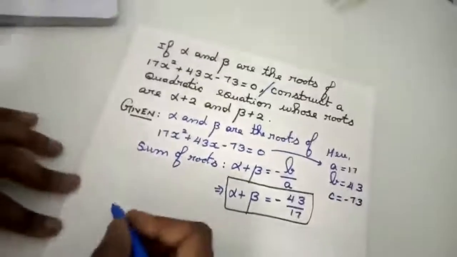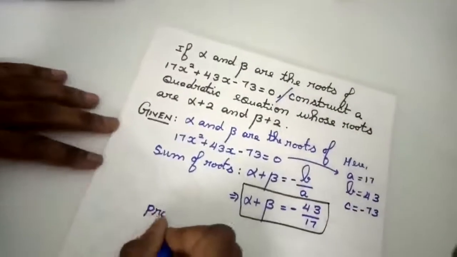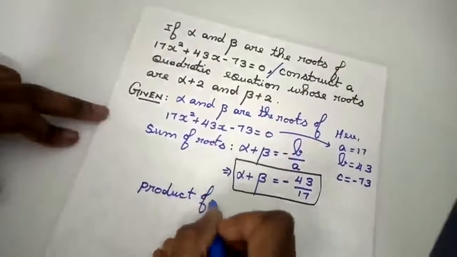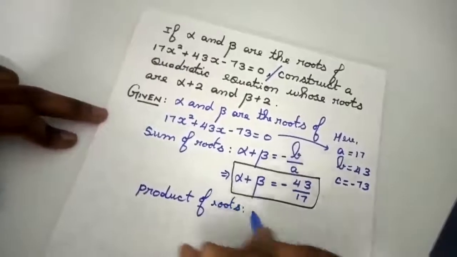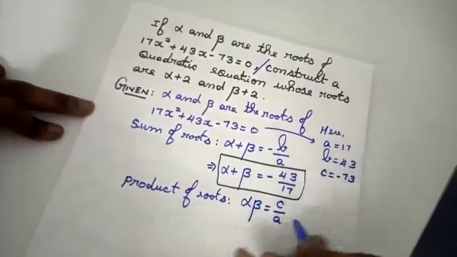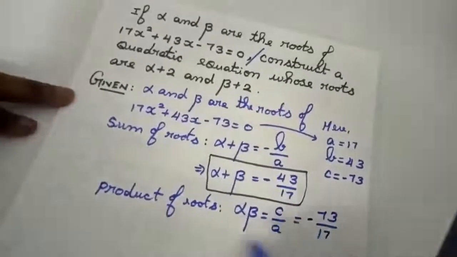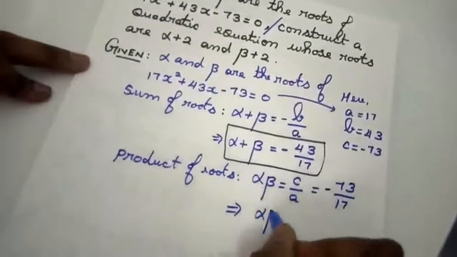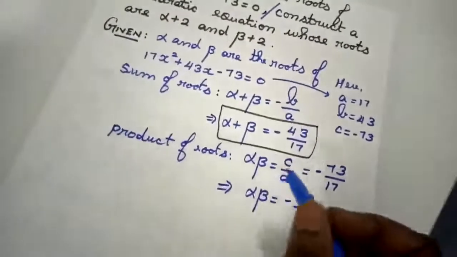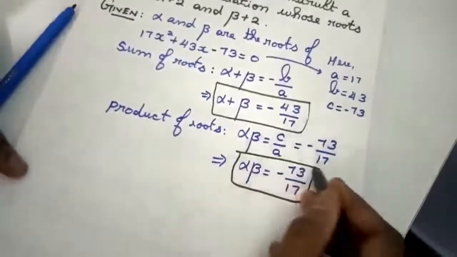Now, we are going to find the product of roots. Product of roots, alpha into beta, is equal to c by a. If you calculate the value for c, c equal to minus 73 by 17. That implies the value for alpha into beta is equal to minus 73 by 17. And this is the value I am getting for alpha into beta. So what is the answer? Minus 73 by 17, students.